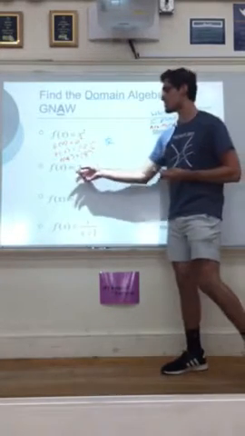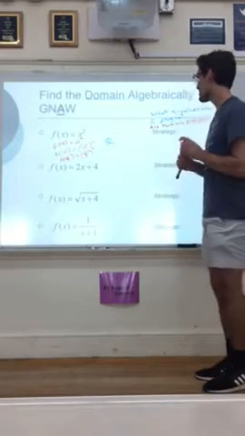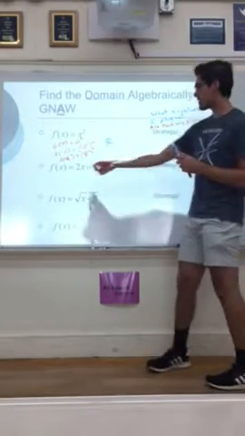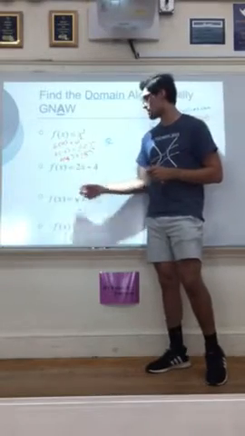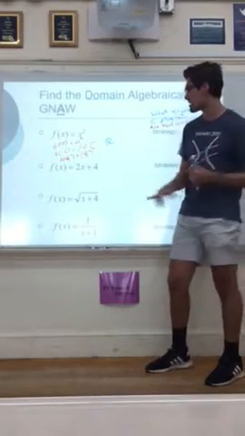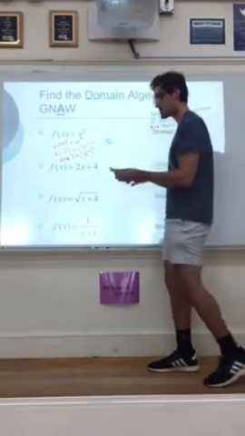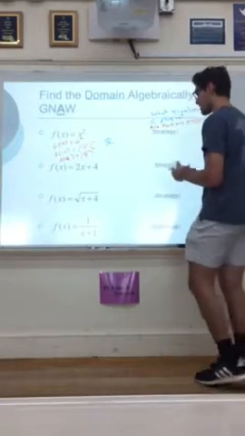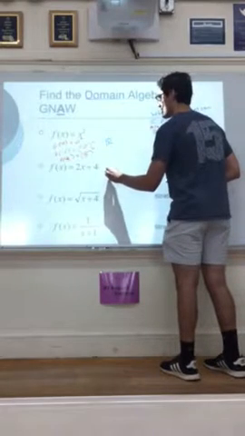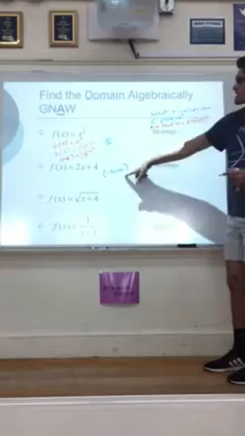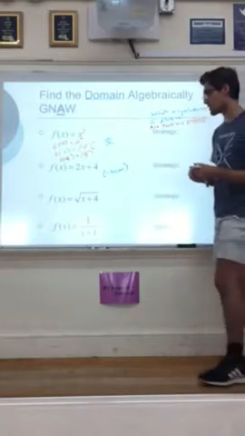For f of x equals 2x plus 4, same mentality. What x values can I plug in? Are there any problems? Negative numbers I can plug in for x, no problem. 0. Fractions, all those things I can plug in for x and get an output with no problem. Any big positives I can plug in. So once again, our domain is all real numbers, from negative infinity to positive infinity. Again, these two things mean exactly the same thing.